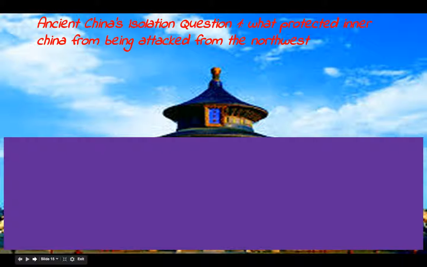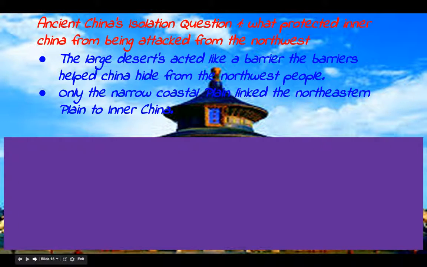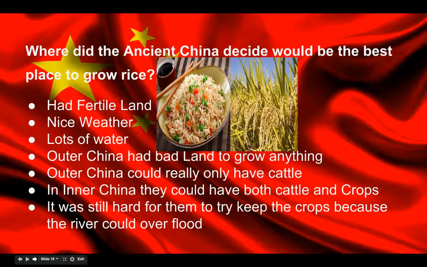So that gets us to ancient China's isolation question. What protected Inner China from being attacked from the northwest? Well, ultimately, the large deserts acted like barriers. They helped China hide from the northwest people. That essentially means it was hard for people to cross those areas. The only narrow coastal plain linked the northeastern plain to Inner China. So again, that one part up there in the northeastern plain was the only place that they could be attacked.